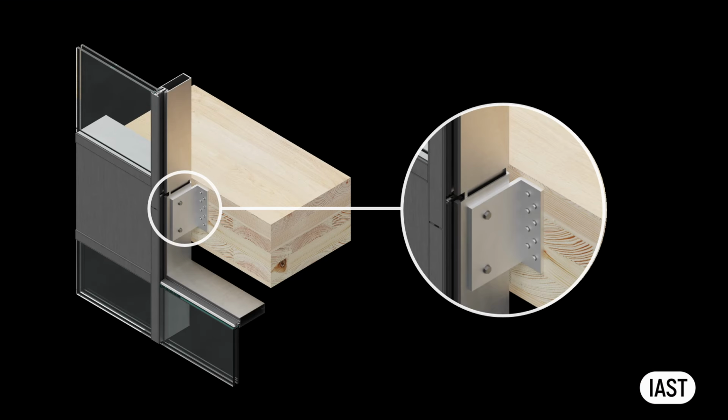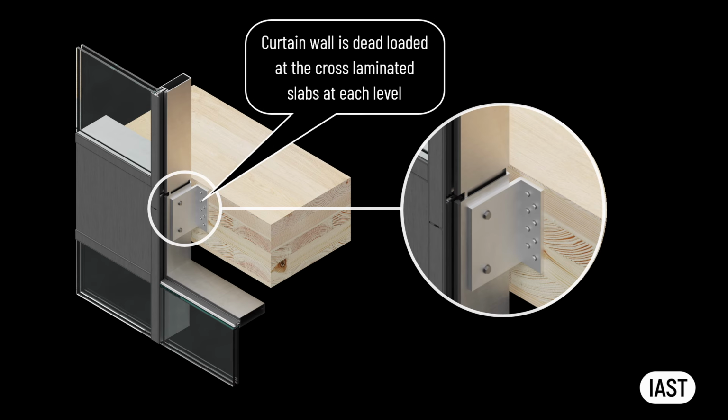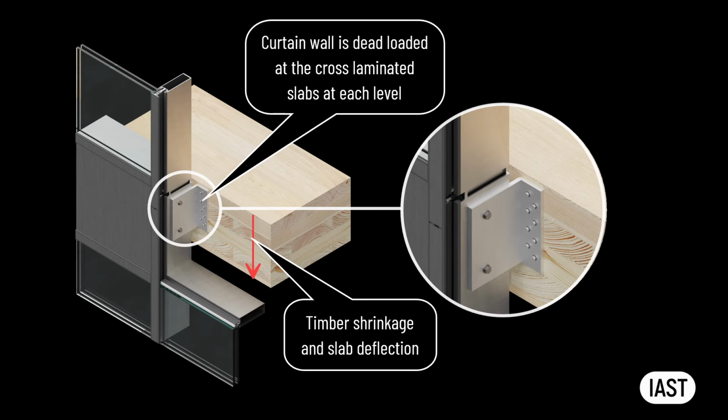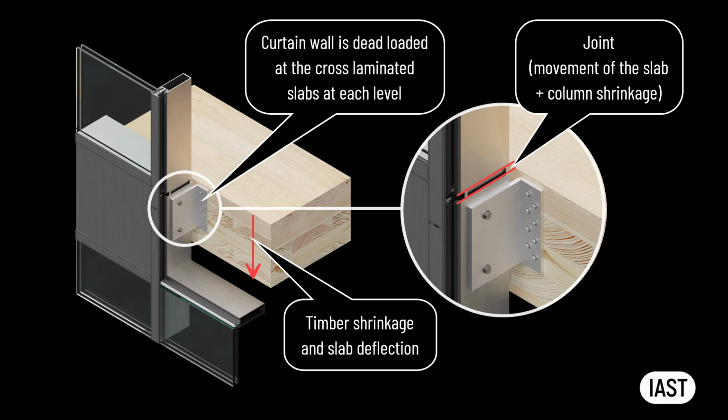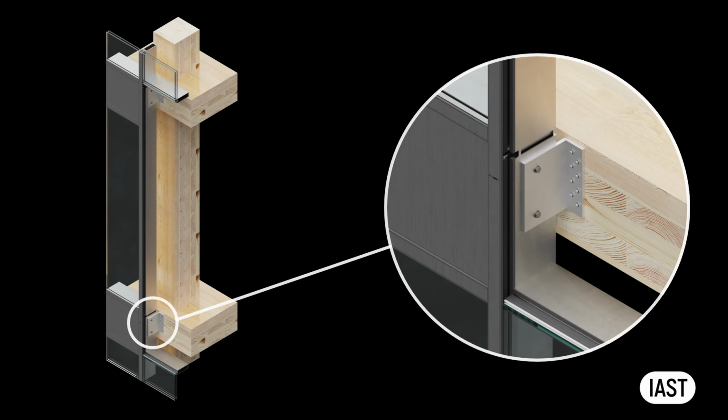The curtain wall is dead loaded at the cross-laminated slabs at each level, meaning that the curtain wall screen will follow the deflection of the slab. That means that the joint between the mullions of the neighboring floors will have to account for the movement of the slab as well as the column shrinkage. In fact, the joints should account for the following parameters.